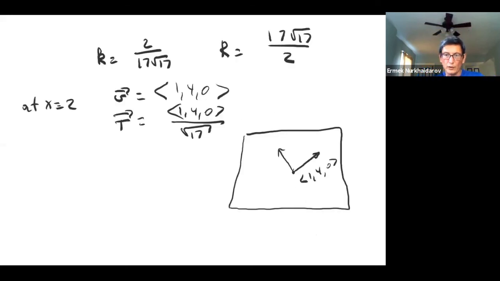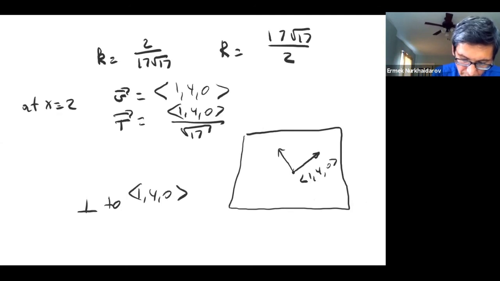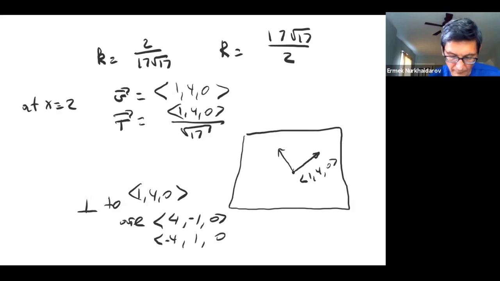We know that the vector is 1, 4, 0. Then we can potentially find 2 vectors perpendicular to it. You flip 1 and 4, and you put a negation. So those are our 2 potential candidates. If there are no questions, then let's finish it up.